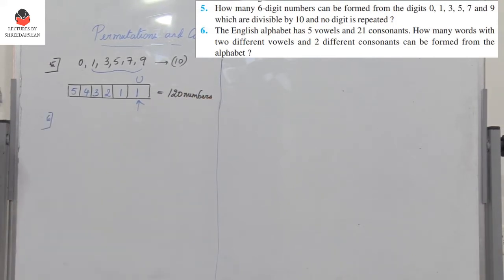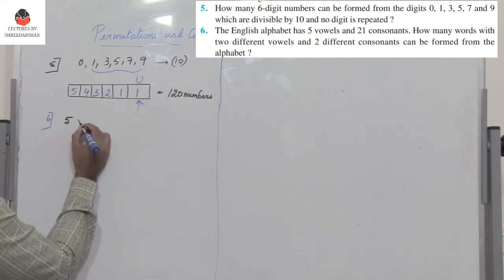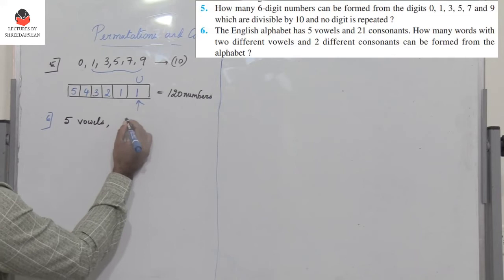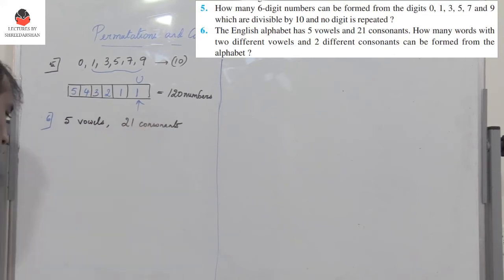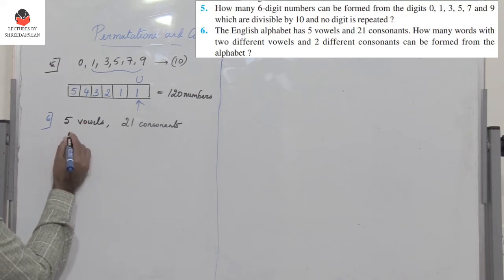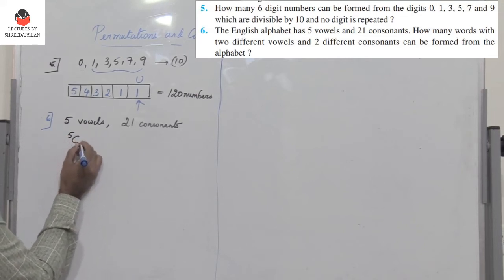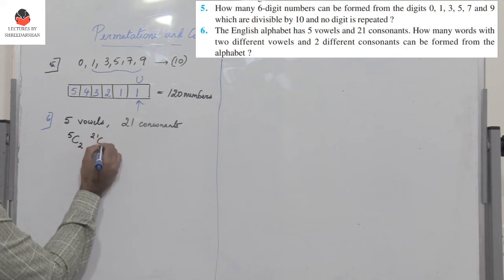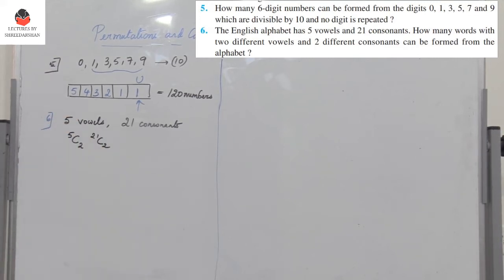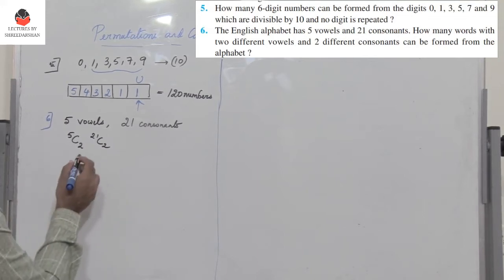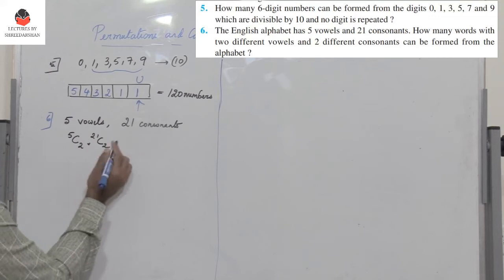So question 6. The English alphabet has 5 vowels and 21 consonants. So you have 5 vowels and 21 consonants. How many words with 2 different vowels and 2 different consonants can be formed from the alphabet? So out of 5 vowels, I have to select how many? I have to select 2. And out of 21, I need to select 2. So it's going to be 5C2 into 21C2, right? So definitely we are selecting 4 alphabets.